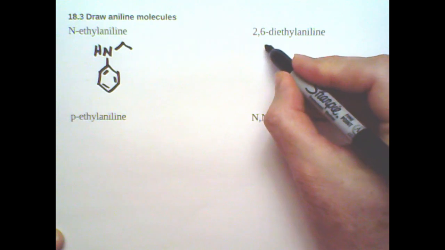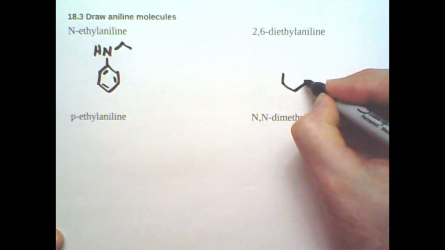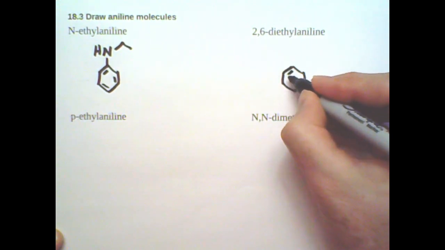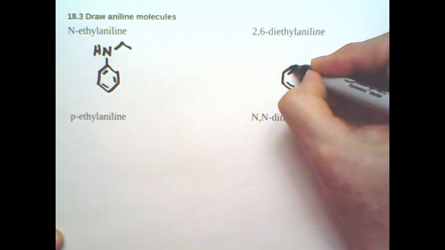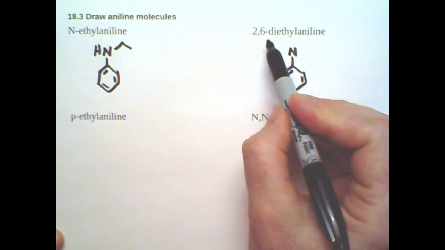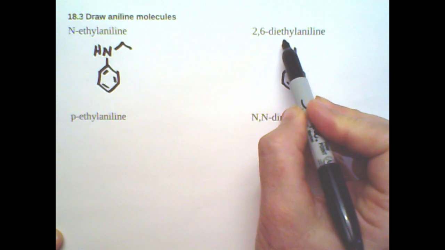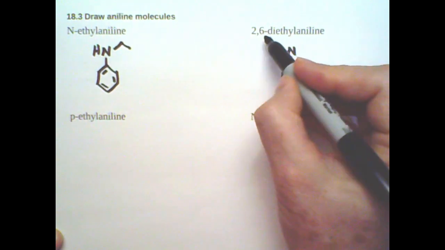This next one, 2,6-diethyl-aniline. Okay, the root is aniline, and we looked that up. Discovered it was this molecule. Hold off on putting the H's till I see what groups are attached. 2,6. I think this is impossible. Oh no, it works. Okay, 2,6.